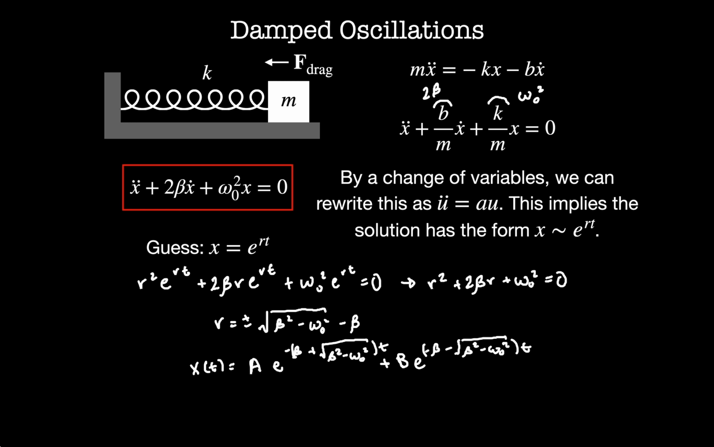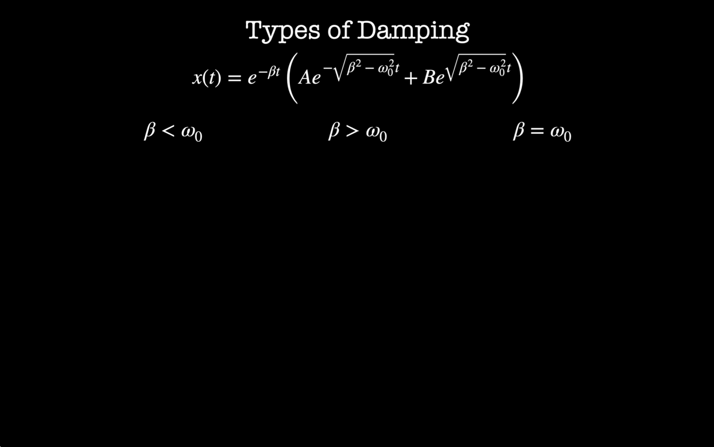And now we can imagine studying what happens under different sets of parameters, particularly what happens when beta is bigger or smaller than omega naught. So this is our equation. Again, here I've pulled out the e to the minus beta, so this is just a purely decaying term. So if beta is less than omega naught, that tells me that this term is negative. So everything inside the square roots is negative, which gives me imaginary solutions. So this tells me that the square root of beta squared minus omega naught squared is less than 0.